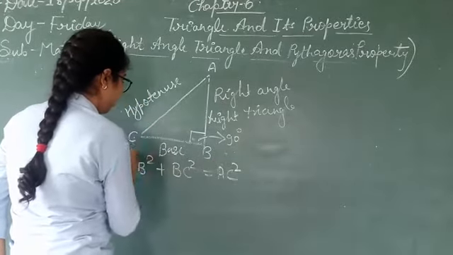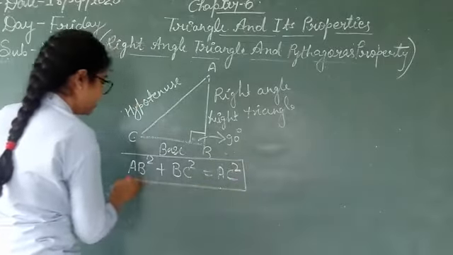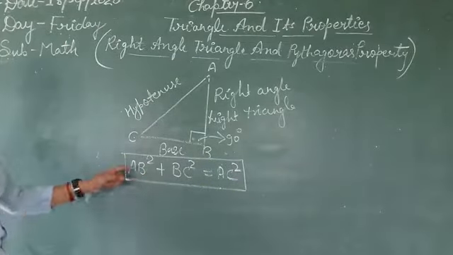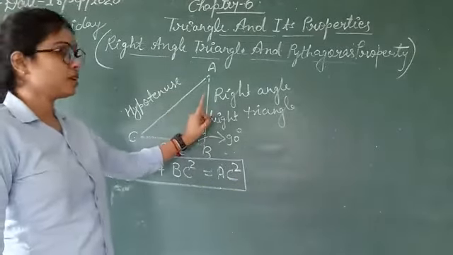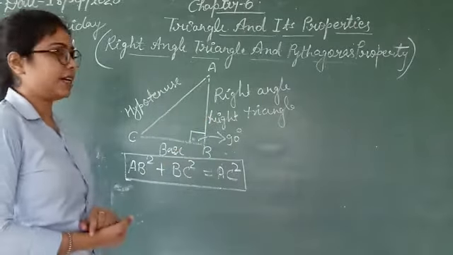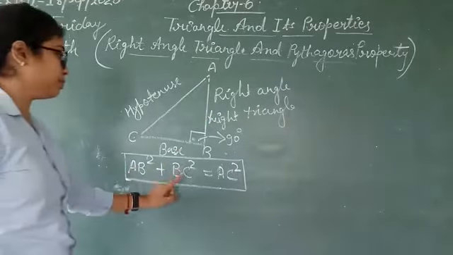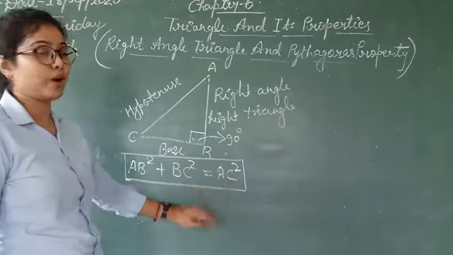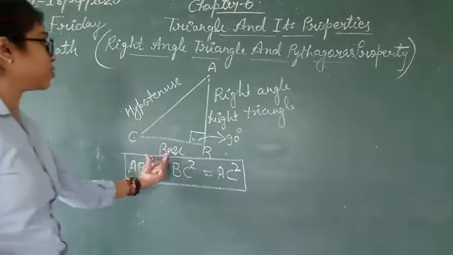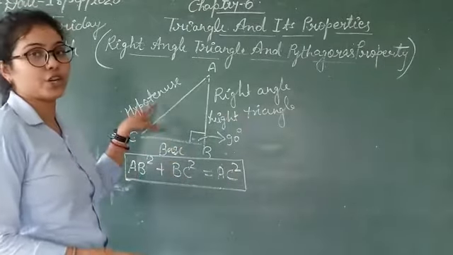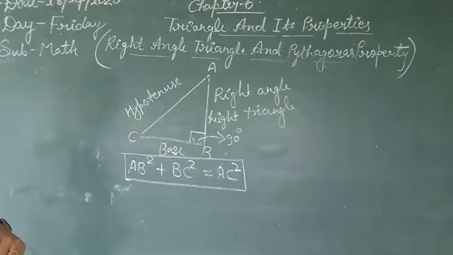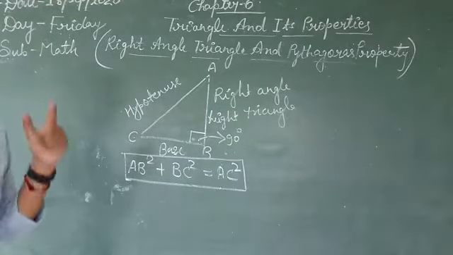Okay, this is our Pythagoras theorem and it only holds for right angle triangles. AB square plus BC square is equal to AC square, or you can say base square plus height square is equal to hypotenuse square. Now let's see one example.